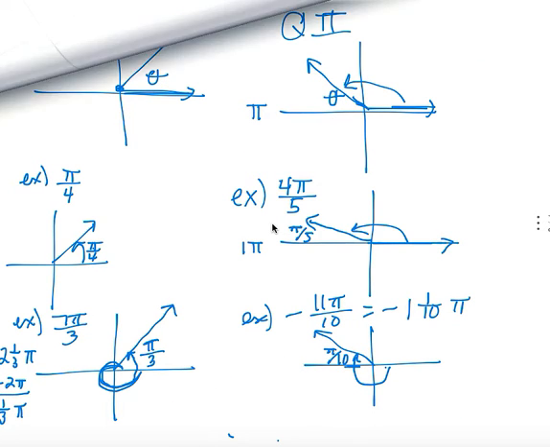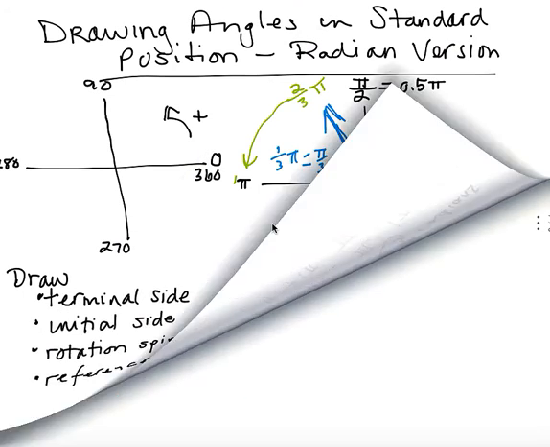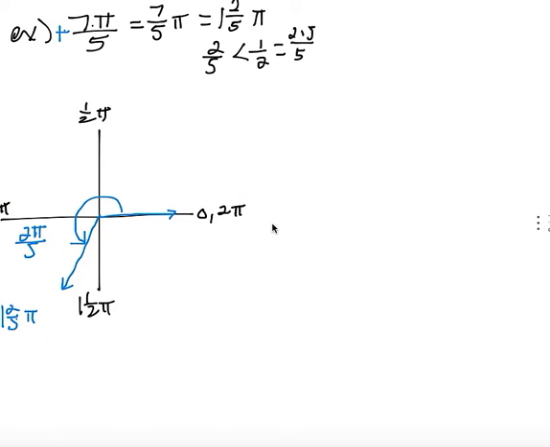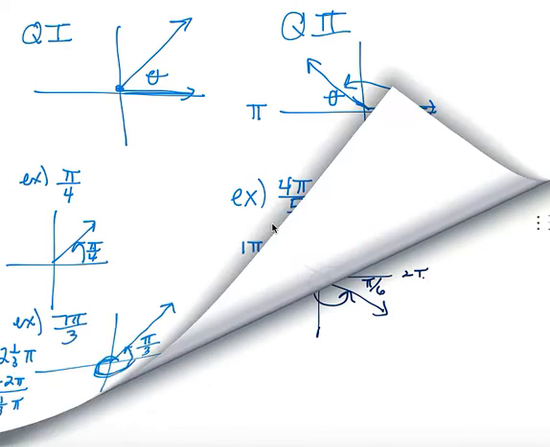So we've talked about graphing in standard position. We still have the same draw, terminal side, initial side, rotation, spinner, and reference, but now we need to keep track of our angles and reference angles in terms of radians, and we just did a quick review on that. I understand the fraction work can be a little bit annoying. The only way that I can kind of trick you on this is if I asked you to draw something like just 2 radians.